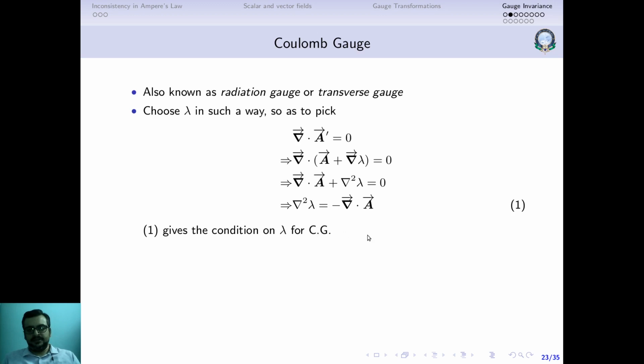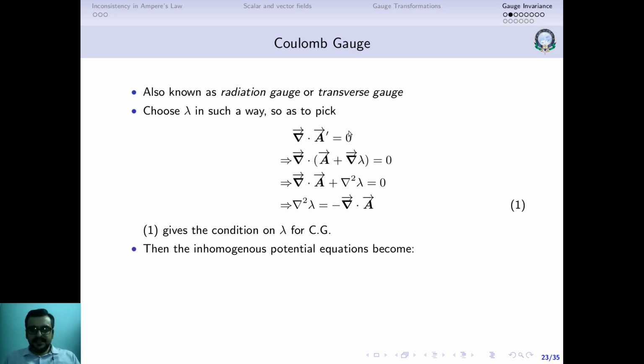So if I am given a particular set of potentials, to find the gauge function all I need to do is take the divergence of A, put a minus sign in front, and that will be the Laplacian of lambda. Then solve for lambda, which gives us the gauge function. Then you find the gradient of lambda and the time derivative of lambda, add them to A and phi, and that will give us the new set of potentials. So equation number 1 is the key in the Coulomb gauge.